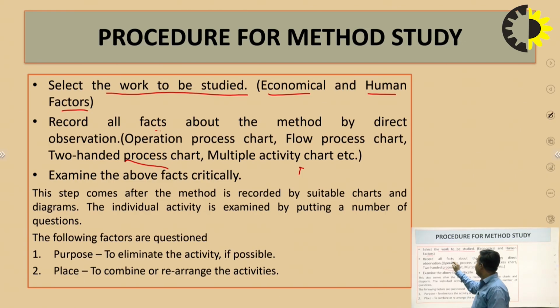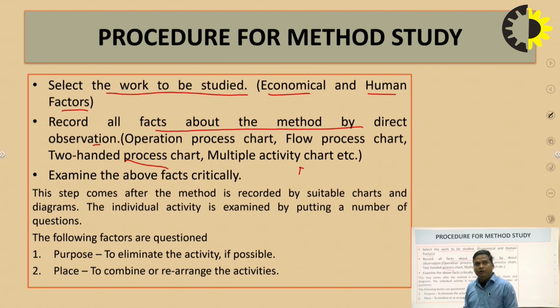Then record all facts about the method by direct observation. We have to record all the facts in the existing method. For example, if we are discussing the case of an assembly cell and we have a number of components, then what is the cycle time, what is the time required by the customer, how much inventory we have on a daily basis, how much raw material we need from the vendors, how many workers are working on a particular machine, what is the work in process inventory, etc.